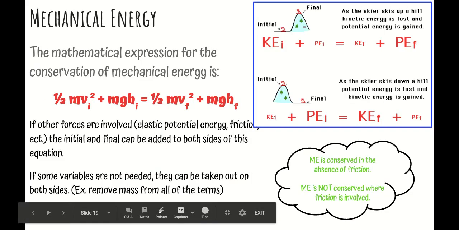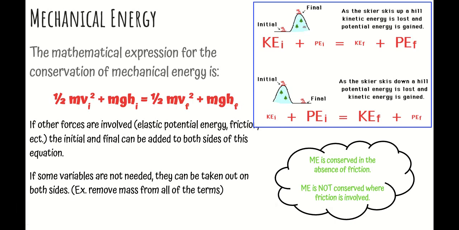With mechanical energy, your mathematical expression is that 1/2 mv squared plus mgh is equal to 1/2 mv squared plus mgh. So you have your initial set equal to your final. If you look at these formulas and maybe go back to the other formulas for potential energy and kinetic energy, you can see that this is the potential energy plus the kinetic energy of the initial form, set equal to the same for the final form.